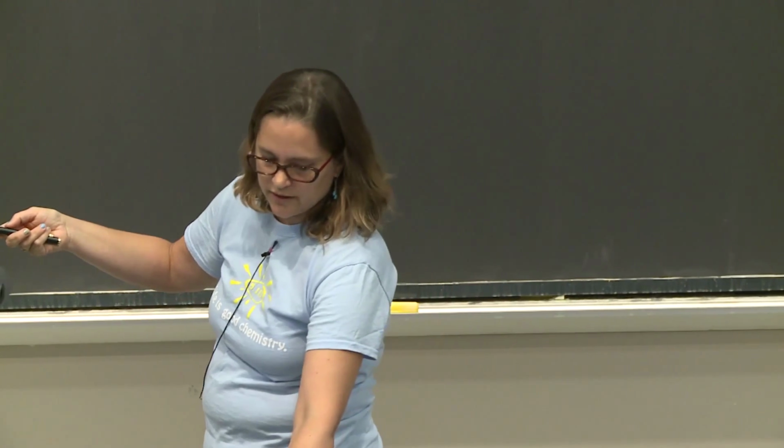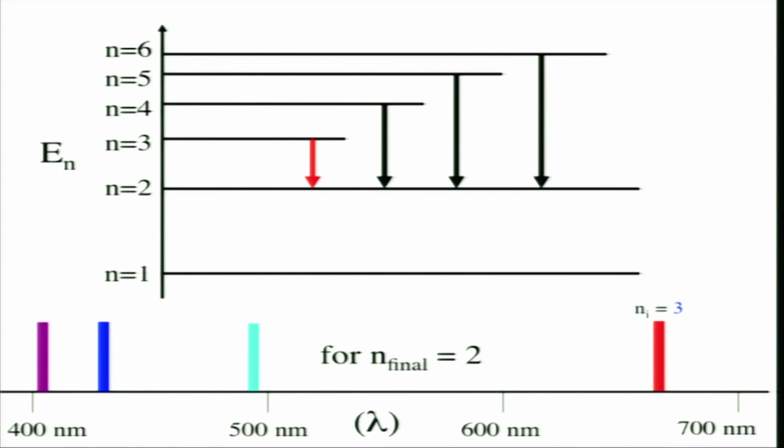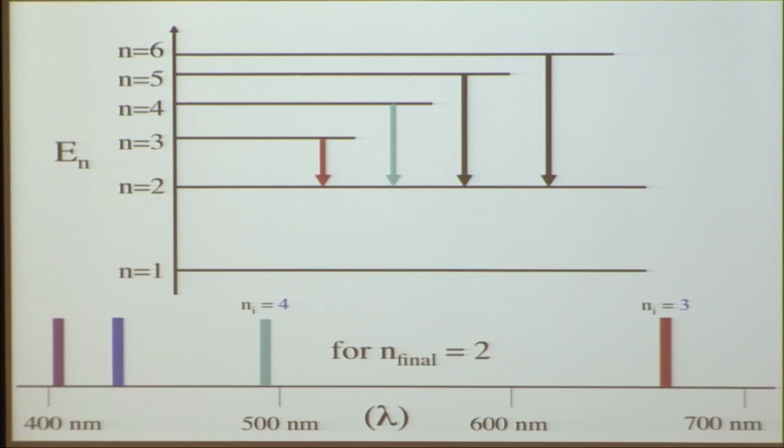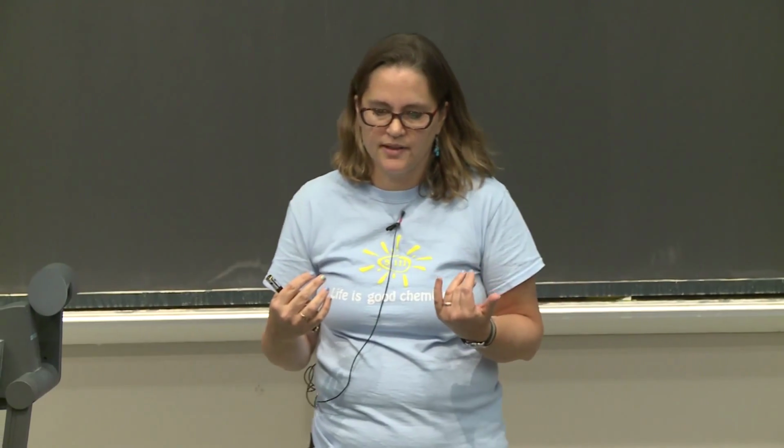And then we can fill in the rest. So this one over here must have been n equals 4 to 2. This one here then would be the blue, n equals 5 to 2. And then the purple or indigo at the end, n equals 6 to n equals 2. So they saw these 4 colors. There were these different transitions.